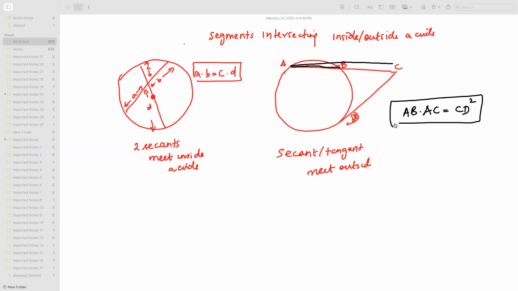So in the case of a tangent and a secant meeting outside the circle, the square of the measure of the tangent segment is equal to the product of the measures of the secant segment and its external secant segment. The entire secant segment is AC, okay? But the external secant segment, oh wait. Did I do it correct?